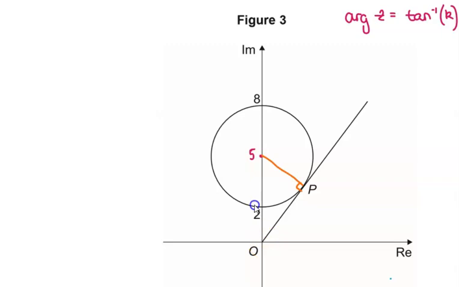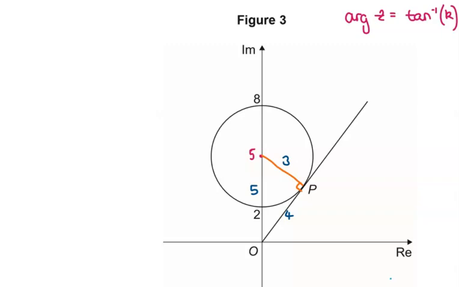Then we can go ahead and put in everything we know. This side here is going to be 5, this side here is going to be 3. So using Pythagoras, we know that OP is going to be 4. Just a straightforward right-angled triangle.